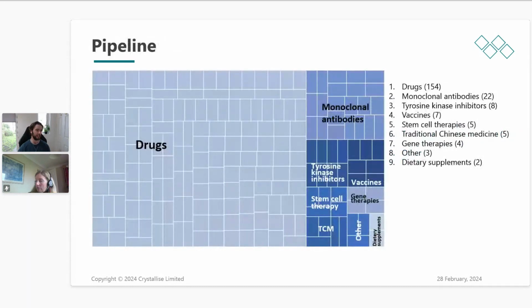And here we can see a visualization of the pipeline in broad categories. Of course, the types of interventions vary quite significantly, but they can be grouped into broad categories. And a large proportion of these are drugs, and within that, quite a significant proportion are actually symptom relief focused, so unlikely to have a significant impact on mortality. There are a number of drugs, of course, that are treatments.